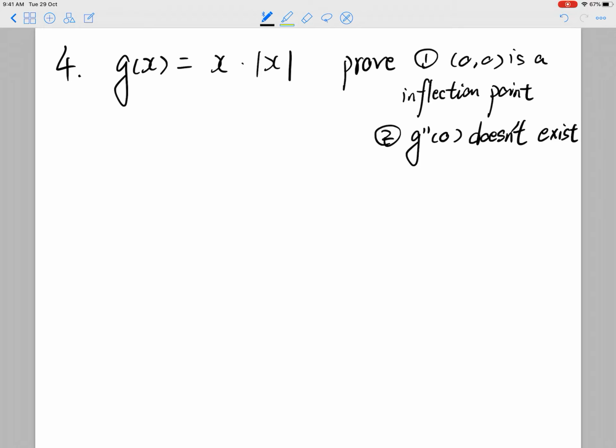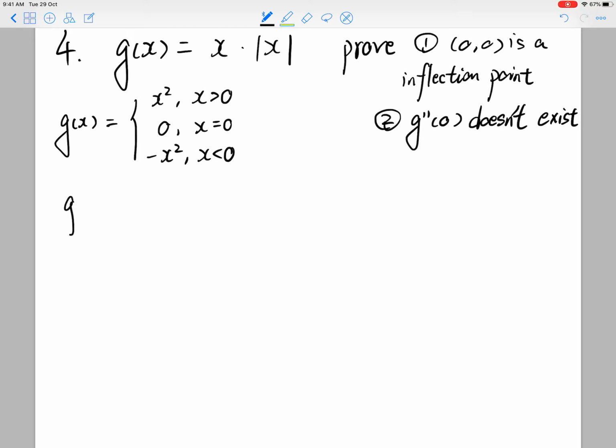Inflection point just means the second order derivative changes sign before and after, right? So we can see g(x) is x squared when x is greater than 0. It is 0 when x is 0. It is negative x squared when x is smaller than 0. Then g double prime x is 2 when x is greater than 0, right? The g double prime x is negative 2 when x is smaller than 0.